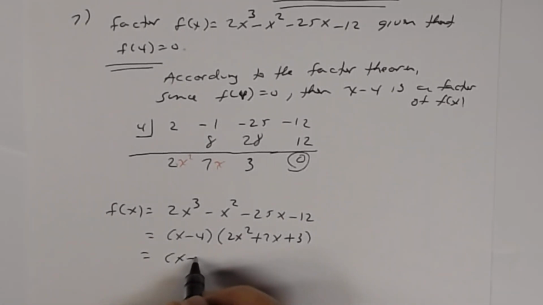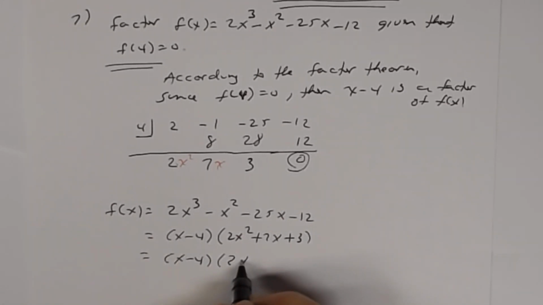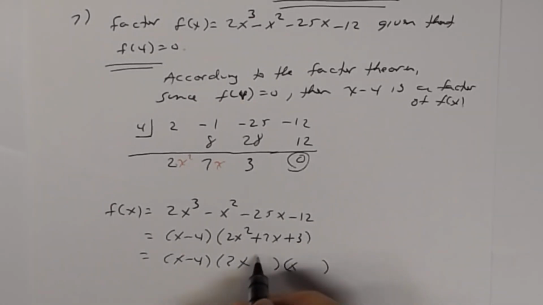So that'll be x minus 4 times, and let's see, the last sign's positive, so these signs will be the same, both going to be positive. And I need the 3 and the 1, so the 3 is going to go here, the 1's going to go there. And so there's your answer.